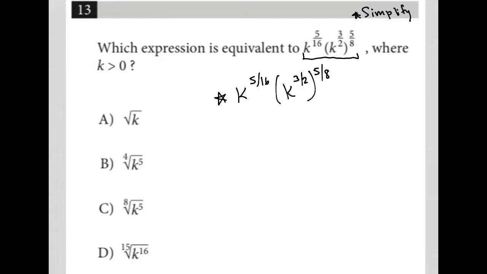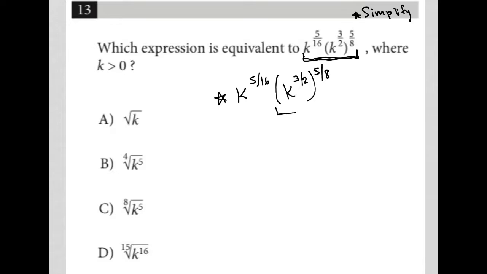either the equation or expression. But let's go ahead and read this and make sure we're on the right track. So the question says, which expression is equivalent to this expression, which I just wrote down, where k is greater than 0? So realistically, all we need to do here is simplify this expression.